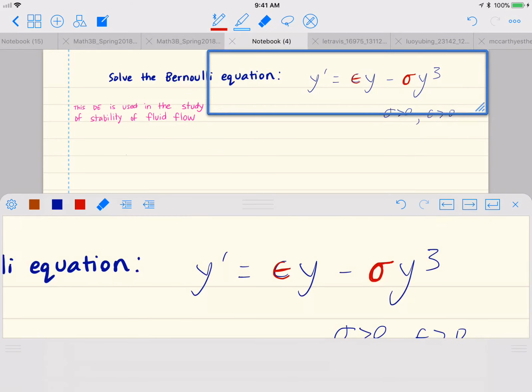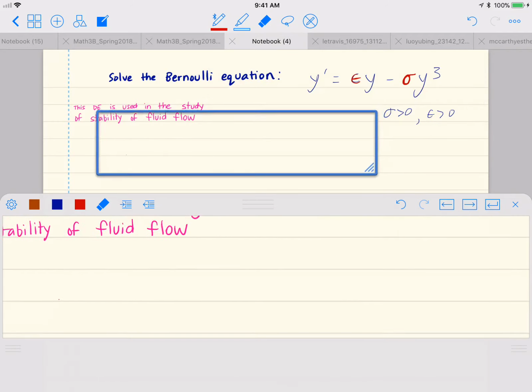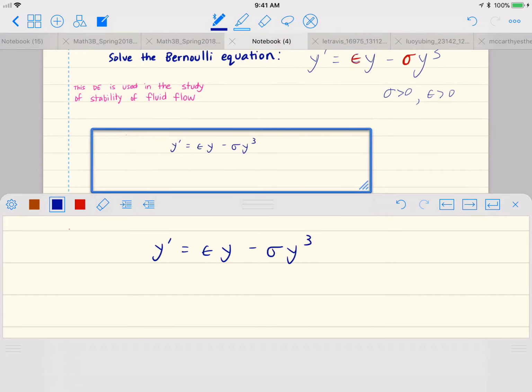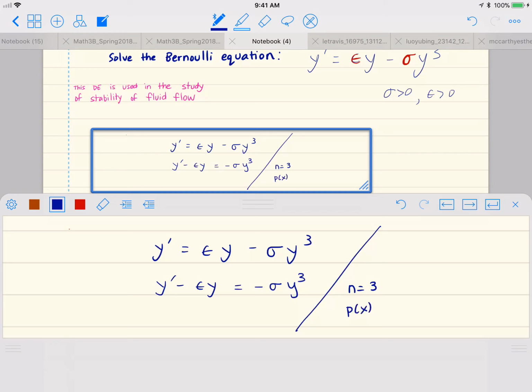Notice it is nonlinear, first order, and because of the way it's written, if we've got y prime equals epsilon y minus sigma y cubed, we can already tell straight off the bat that n is equal to 3. Well, let's see here. First, let me rewrite it. y prime minus epsilon y equals negative sigma y cubed. So n is going to be equal to 3. Now, what is my p of x? And what is my f of x? p of x is going to be a constant function, negative epsilon. f of x is going to be a constant function, negative sigma.